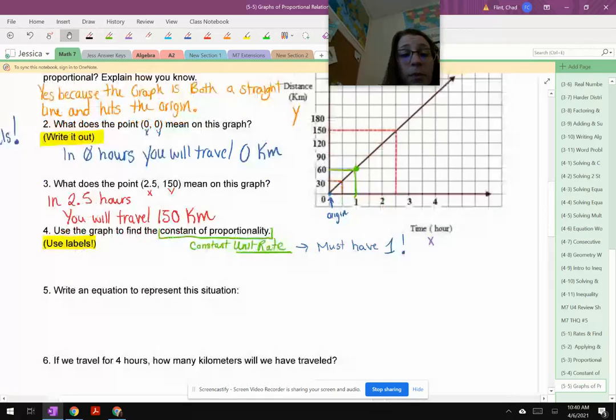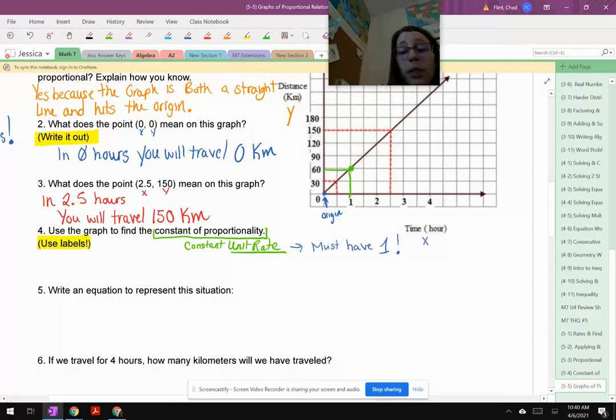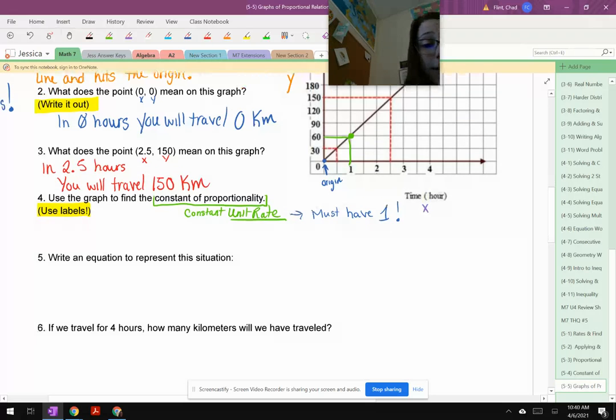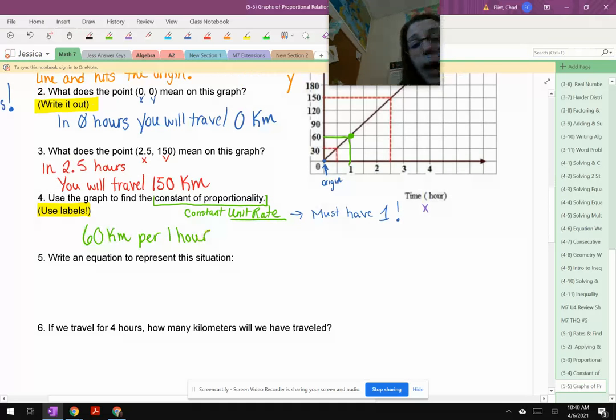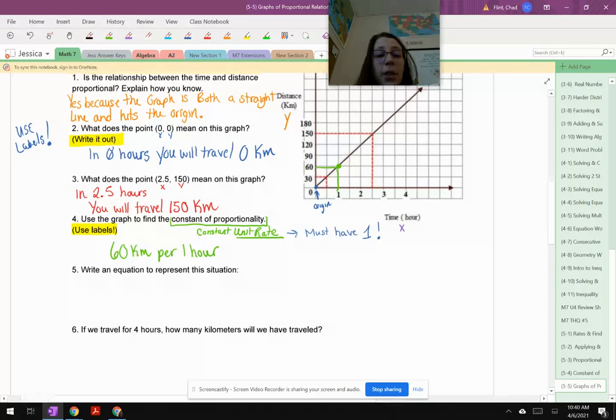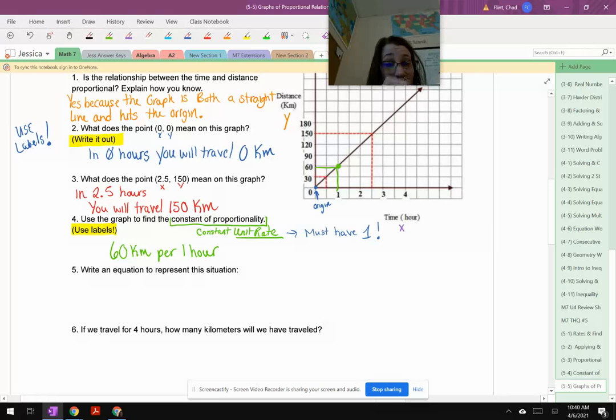Boom. So what is the unit rate? What is the constant of proportionality? It is 60 kilometers per 1 hour, or per hour. That's that unit rate. So now here, this is kind of a preview into our next lesson.